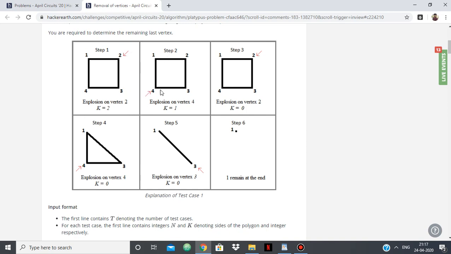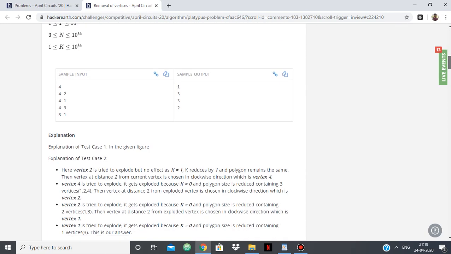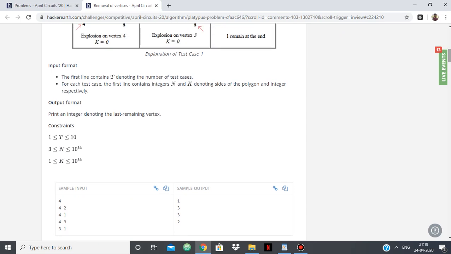Now again no effect because k is greater than 0, then again we move to the next, so 2. Now k is equal to 0, 2 will explode, meaning 2 is no longer there. So we have 1, 3, 4. Now we come to 4, there's no explosion on 4, we come to the next vertex. So 4, 1, 3, we come to 3. And then 3 is exploding, 1 is remaining. So like that we have to find, for given n and given k, what is the last vertex remaining.